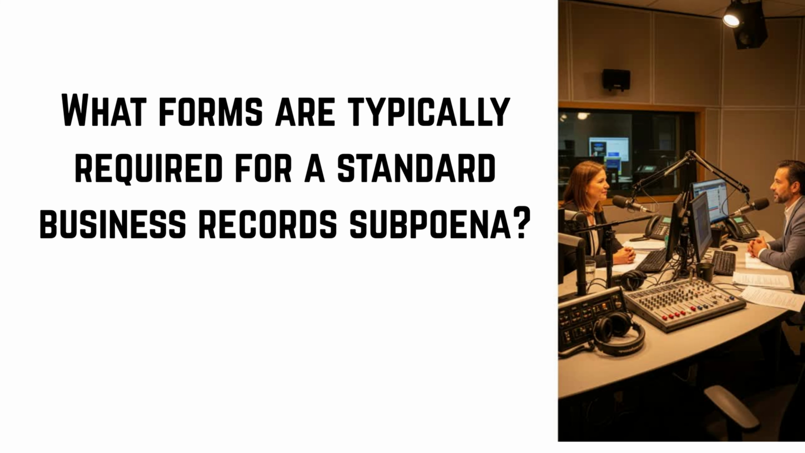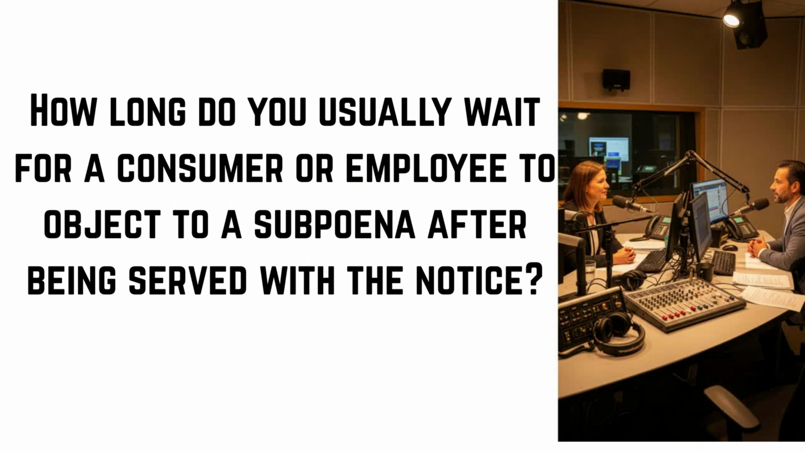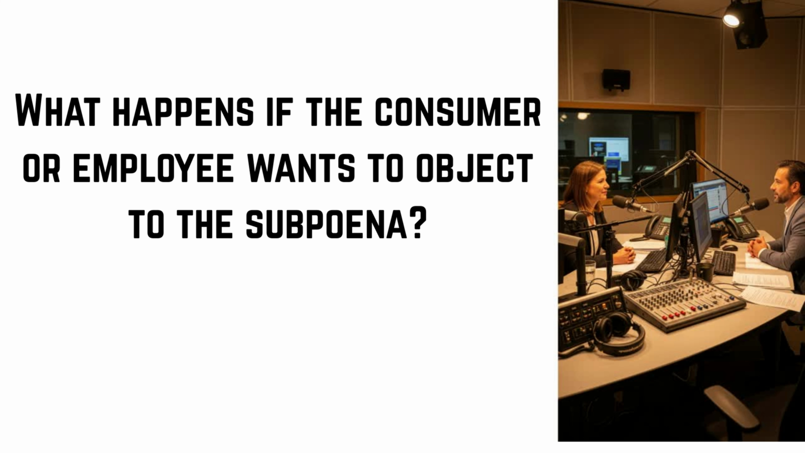What forms are typically required for a standard business record subpoena? For non-consumer employee records, you mainly need 3 forms: the deposition subpoena for production of business records, an attachment describing the records, and a proof of service by mail. For consumer or employee records, you also need the notice to consumer or employee and objection. How long do you usually wait for a consumer or employee to object to a subpoena after being served with a notice? Typically, you wait at least 10 days if mailed or 5 days if personally served before proceeding to serve the witness.